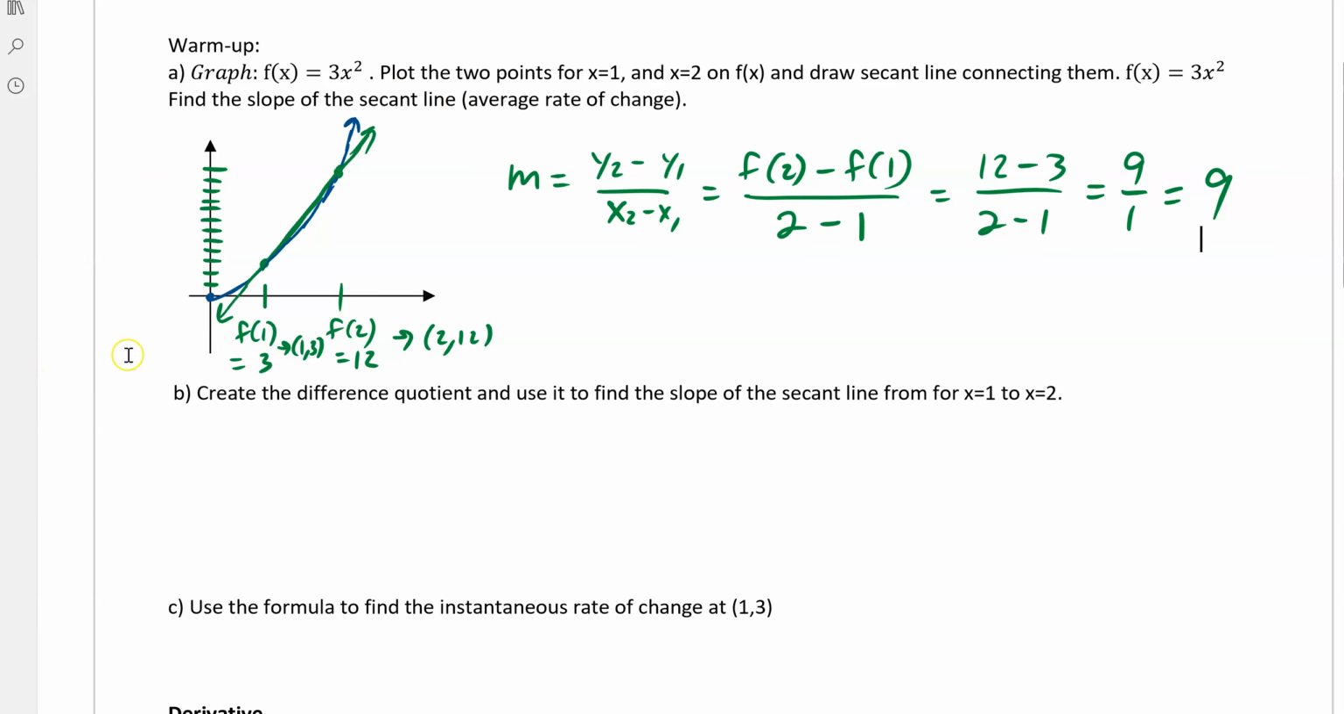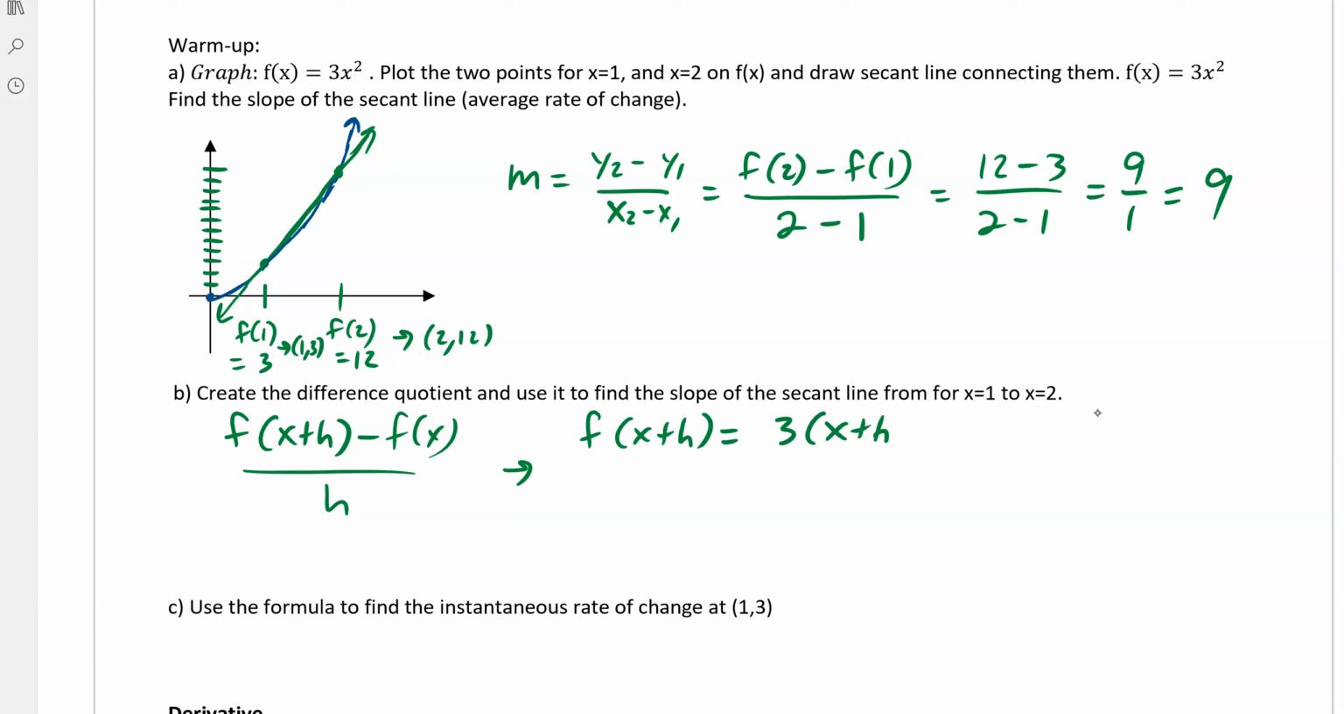All right, so now we're going to do it another way. We're going to create it using the difference quotient and then use it to find these 2 points. If you remember, our difference quotient is f of x plus h minus f of x all over h. It's our slope formula. So we need to first find f of x plus h. Plugging that in, we would get 3 parentheses x plus h squared. I'm just using our f of x equals 3x squared.